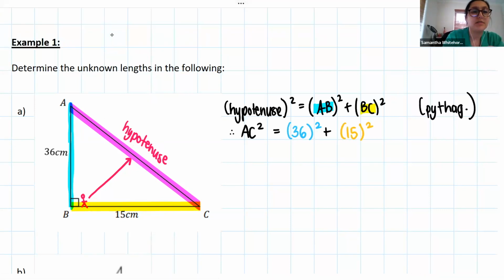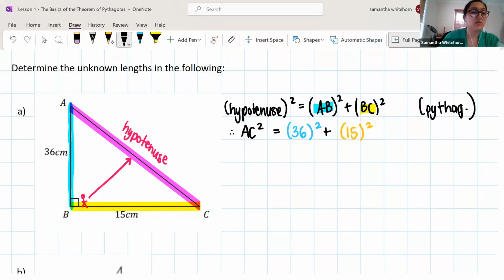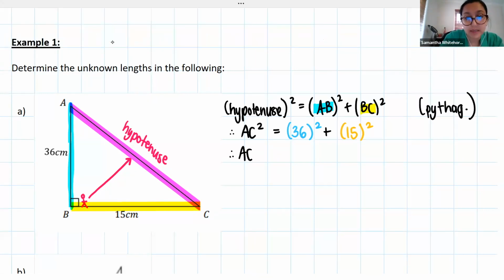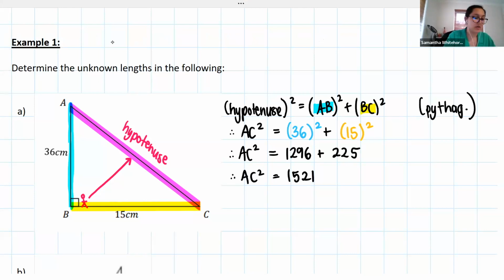Okay, now guys, there's lots of different ways to do the working out. As long as you do it all correctly and with the correct operations, you're absolutely fine. So again, we still don't know what AC is. We'll get there. 36 squared is 1,296. 15 squared is 225. So if we add those two values together, we get 1,521.